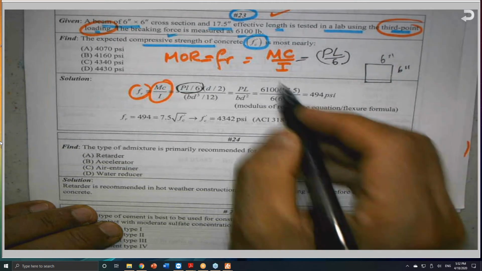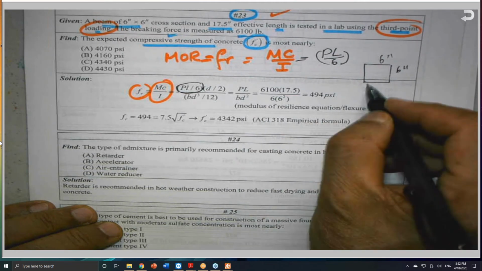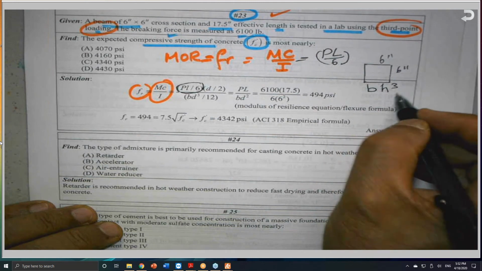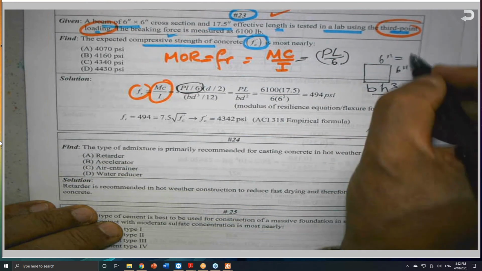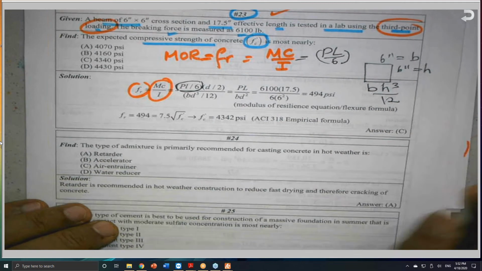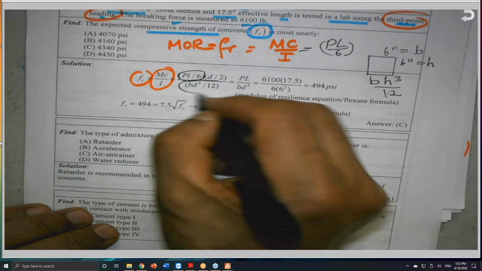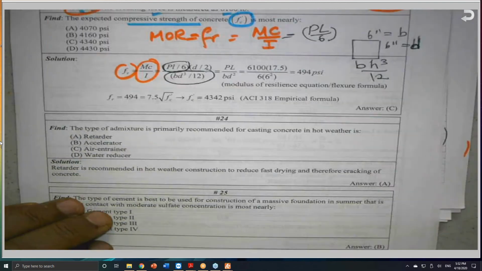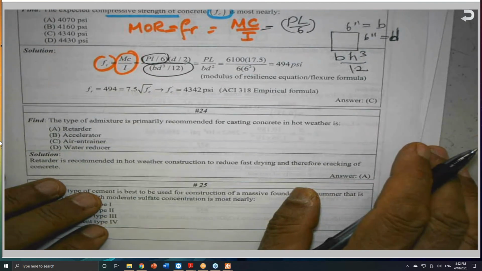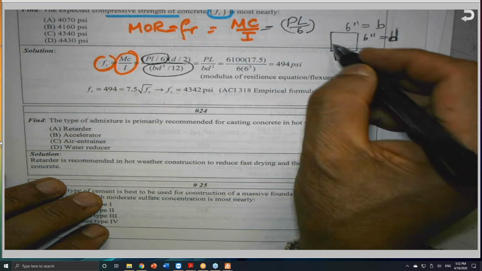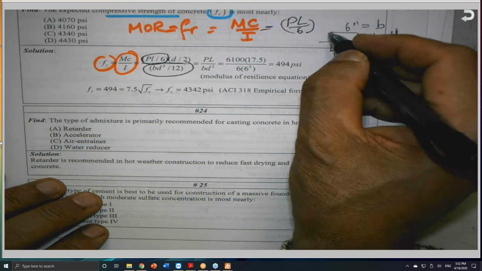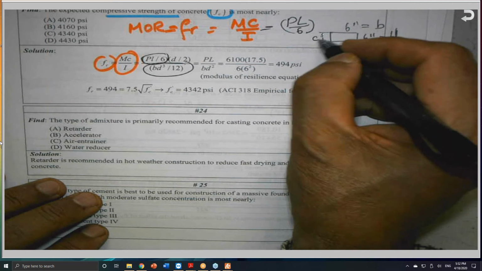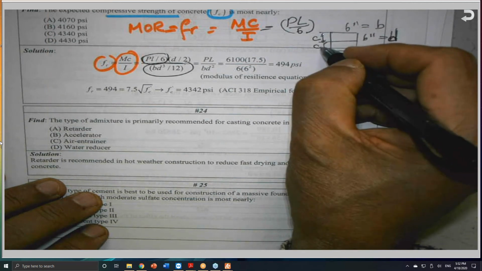The moment of inertia is BH cubed over 12, as all of you know. If this is B and this is H, in this case B and H are equal. Let's make it D to match what I use here, BD cubed over 12. And C is the distance from the neutral axis up to the extreme fiber. This is called C.